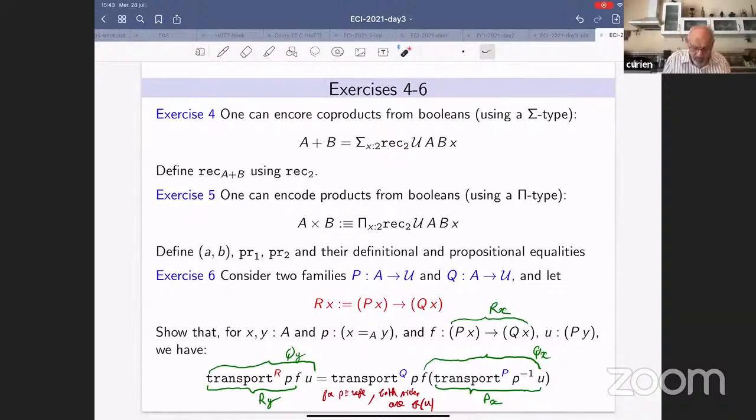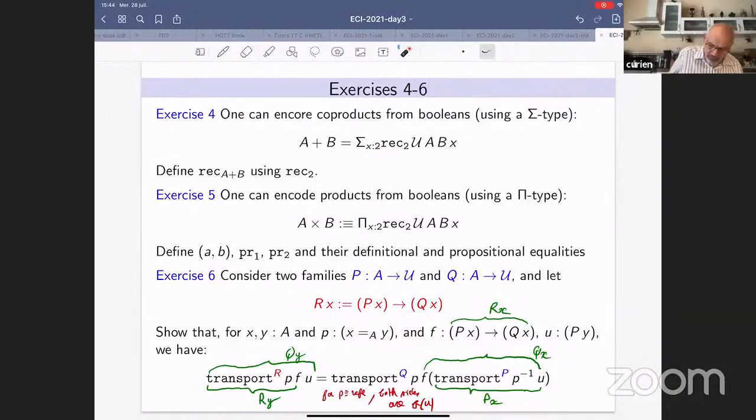Okay, and why does this hold? Because we have to prove it. We prove it by path induction, and path induction tells us that we only need to care for the case where P is refl. But we know that when P is refl, also P minus 1 is refl. So everything on the left boils down to F, so here we get F applied to U. Now here everything boils down to U. Then I take FU and I take the trivial transport of FU, which is again FU. So you see that this holds.